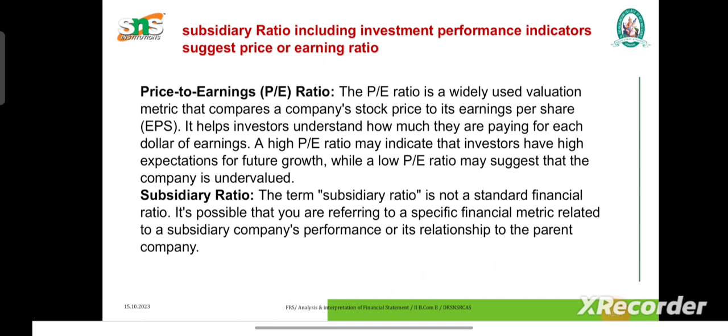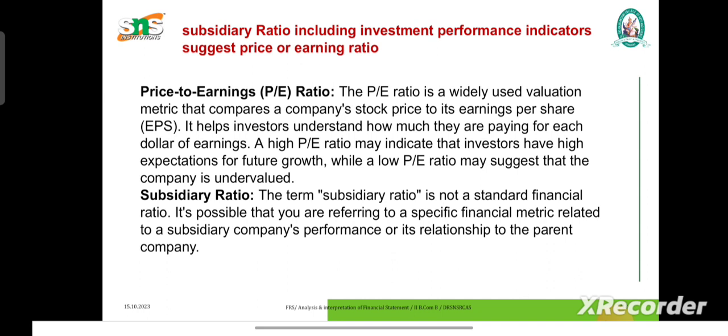Next one is subsidiary ratio, including investment performance indicators, such as price to earnings ratio. The first one is the price to earnings ratio. The PE ratio is a widely used valuation metric that compares a company's stock price to its earnings per share, EPS. It helps investors understand how much they are paying for each dollar of earnings.